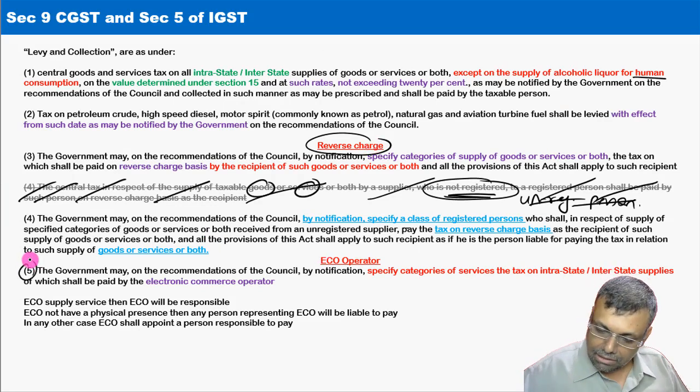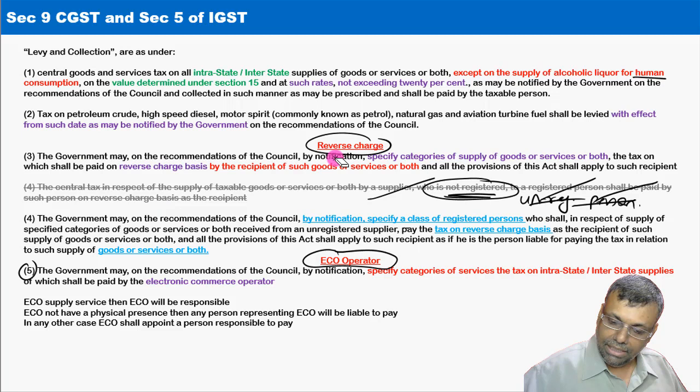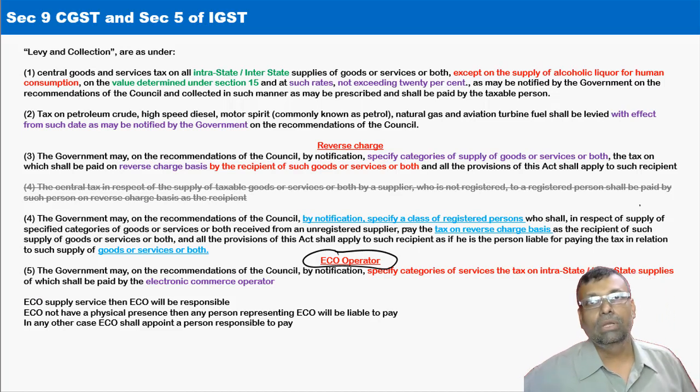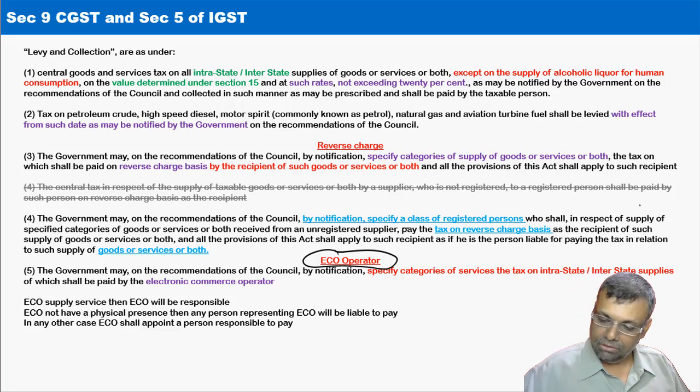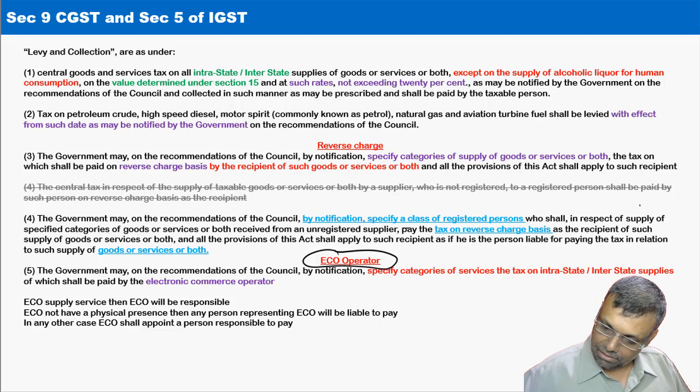Okay, now see, under subclause 5 there is one concept of the eco-operator. Now this concept of the eco-operator, friends, is brought in by the charge, levy and collection provisions, so that certain types of eco-operators will also be subjected to the charge of GST. So this is one type of eco-operator that you have to keep in your memory. I repeat, it is one type of eco-operator.